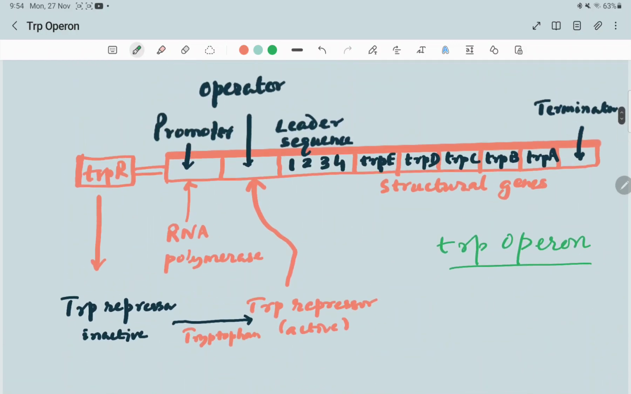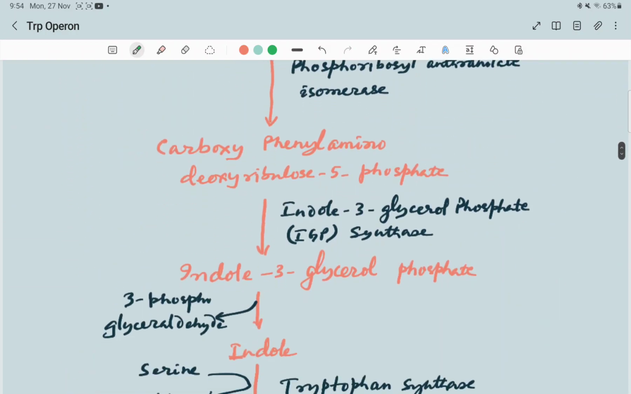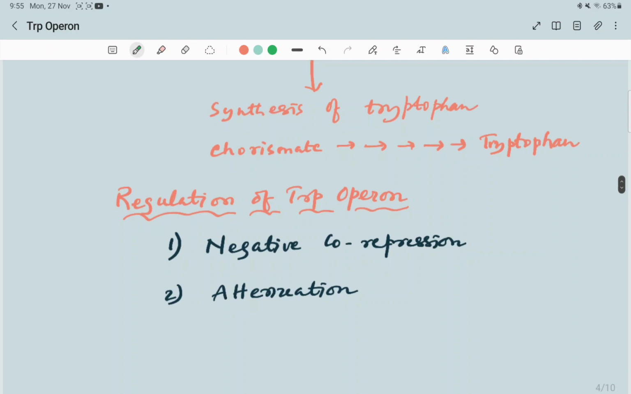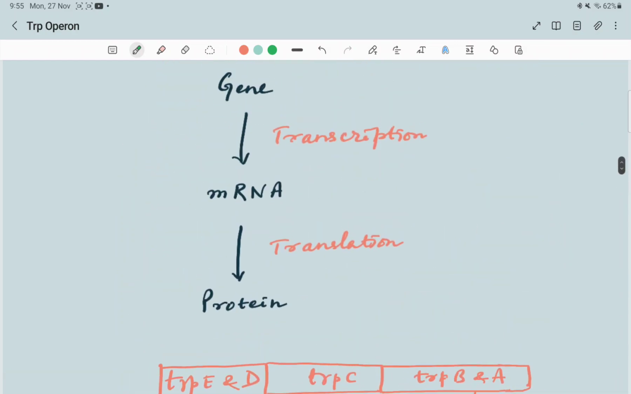So out of these two systems, the regulation is by two mechanisms, negative co-repression and attenuation. Today we are going to discuss the negative co-repression. In the next class we will discuss the attenuation.